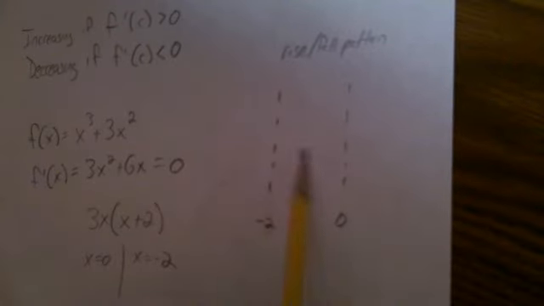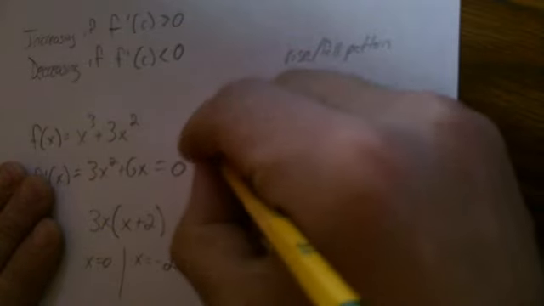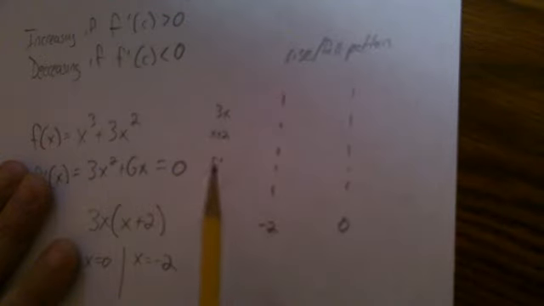So now, these are the only candidates where this graph can change direction. So what I'm going to do, I'm going to create a rise, fall pattern. Negative 2 comes before 0. And now what I'm doing is creating intervals that are broken up by my critical points. So now I have 3 different intervals for a difference in function behavior. Let's list the factors of our derivative just to make it easier to multiply signs together. And then after I multiply those signs together, that'll be the sign of f prime.